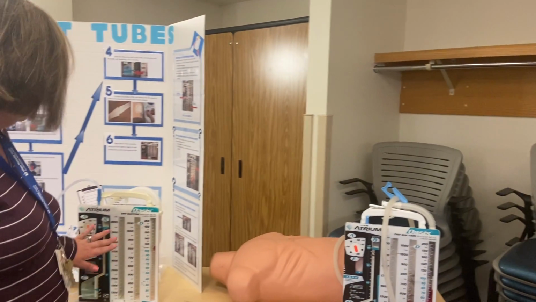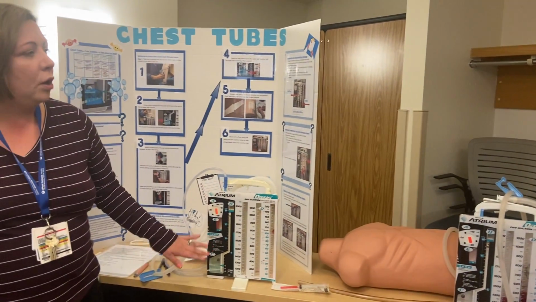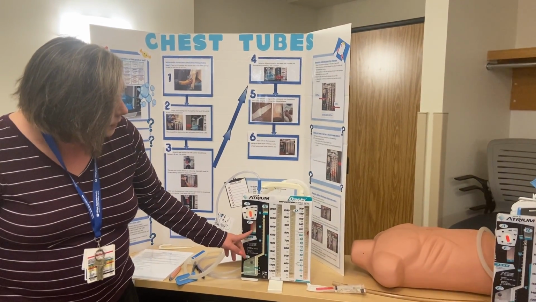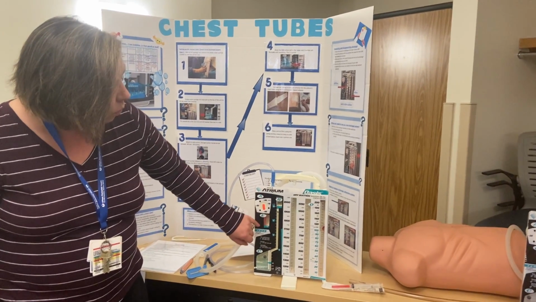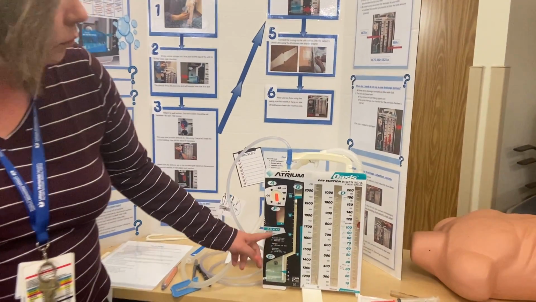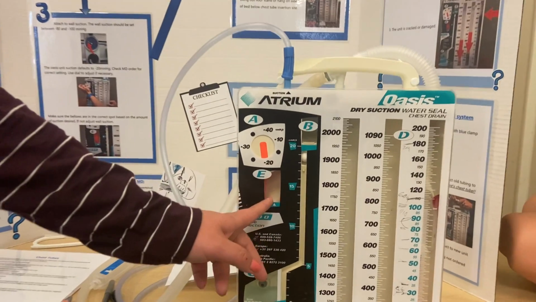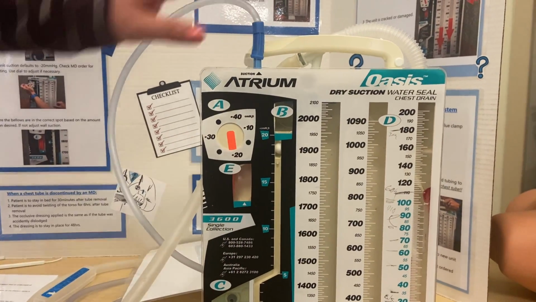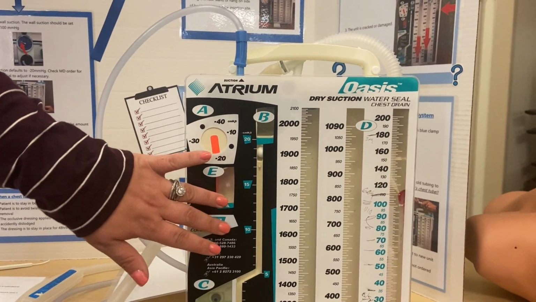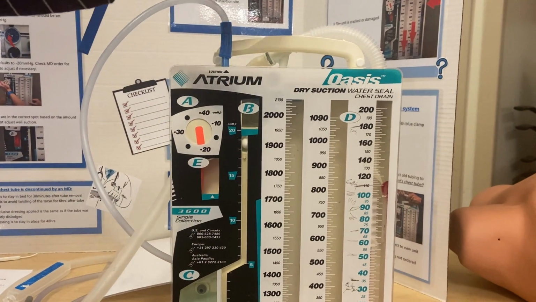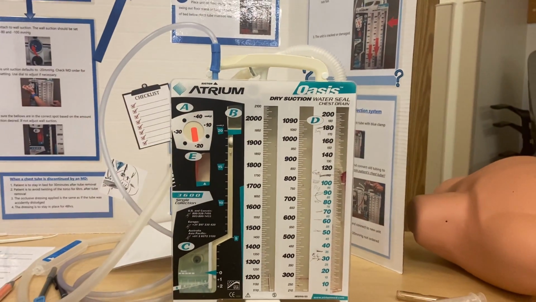Now, another thing about this is if you are hooked to wall suction, you're going to see the bellows. This is a little orange part that comes out and it reaches the triangle, which is called the delta line. So if it's on wall suction, you want to make sure your bellows are expanded. That just tells you that the wall suction is working properly.